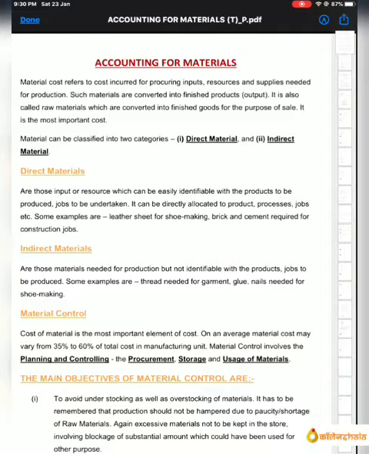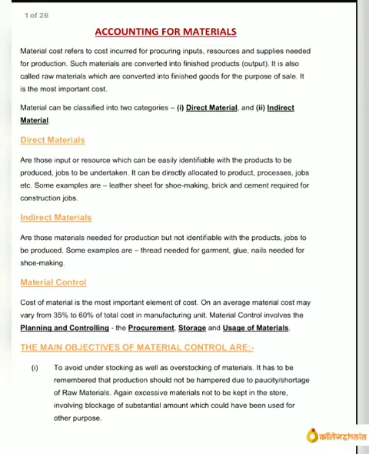It is the most important cost. In fact, there are three elements of cost. First one, material cost, thereafter labor cost, and then overhead or expenses. Our topic is related to material. Material cost refers to the cost for procuring inputs, resources, supplies, etc.